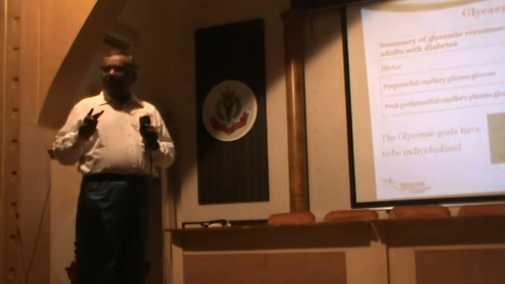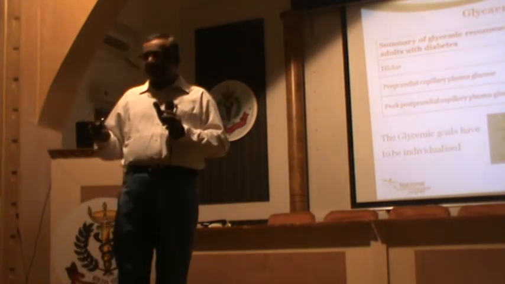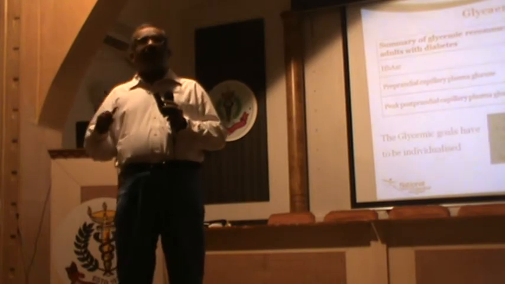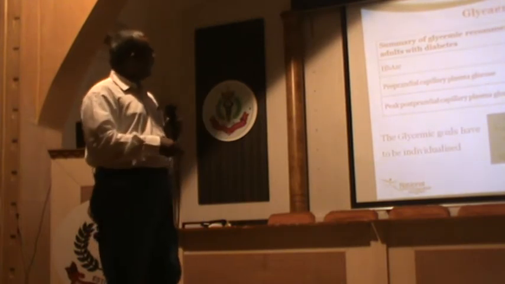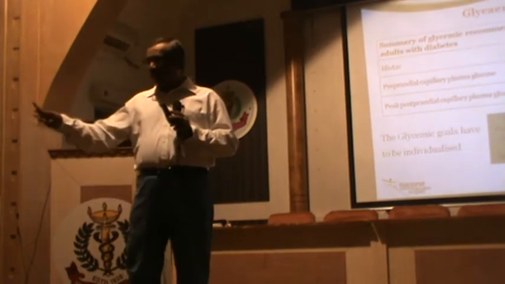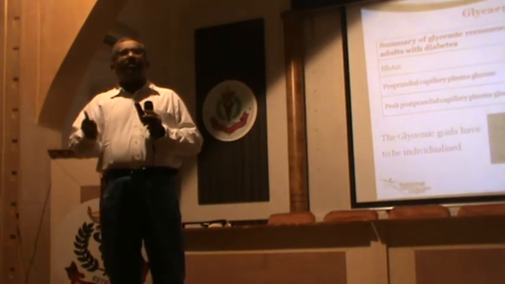Now, there are two types of patients. One who doesn't have any complications. A normal young man who comes to you for a diabetic treatment. In them, achieve the HbA1c of less than 6.5. You come to euglycemia as near as possible.